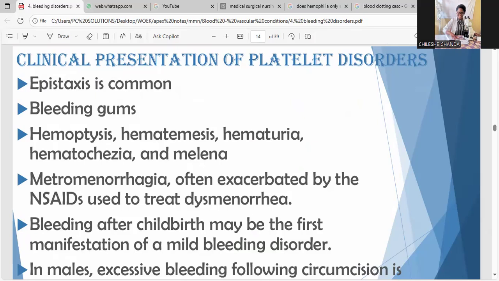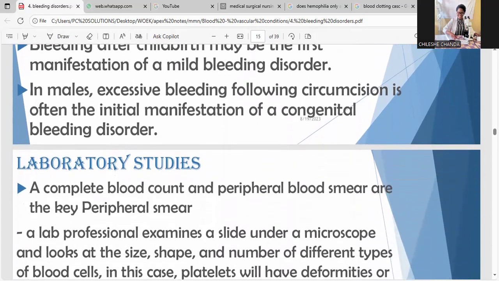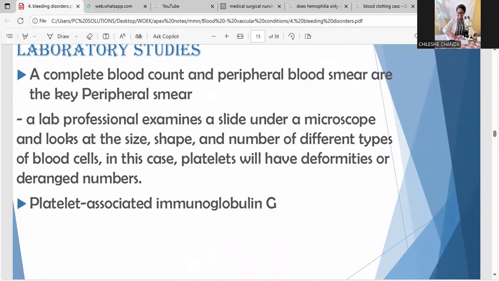This is where the patient has high bleeding during menstruation. Okay, bleeding from childbirth may be the first manifestation of a mild bleeding disorder. So in males, excessive bleeding following circumcision is often the initial manifestation of the congenital bleeding disorder.